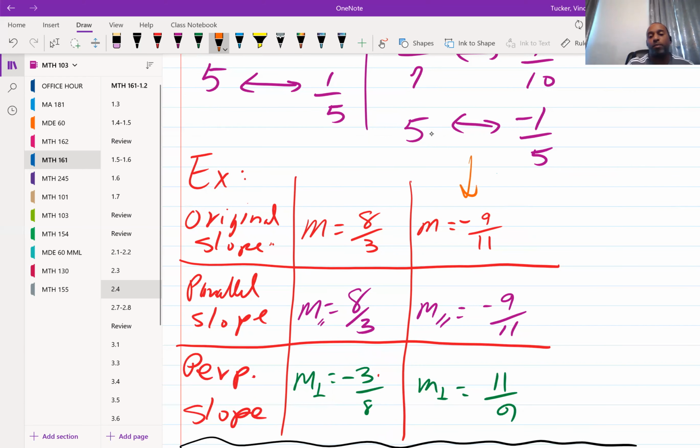Second column, same thought process, but this time the slope of my original line is -9/11. So if my slope is -9/11 and I want a line that's parallel to it, then that slope will also be -9/11. But if I want a line that's perpendicular to that, I'm going to flip that fraction and use the opposite sign, which would be +11/9. All right. Questions on the relationships? Is everybody okay?